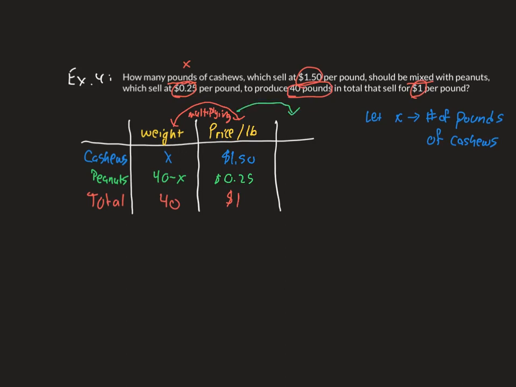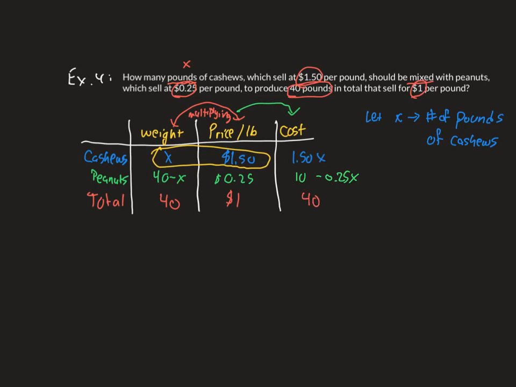And what do you think the last one's going to be? Cost. How much is it going to cost me? And to do that, you're going to multiply these 2. So that's going to give me $1.50x. Okay, let's actually distribute from now. So 40 times 0.25 should give me 10 minus 0.25x. And 40 times 1 is just 40.